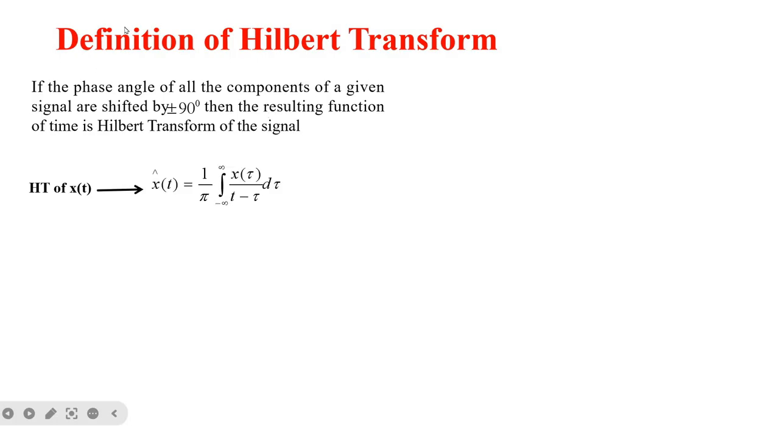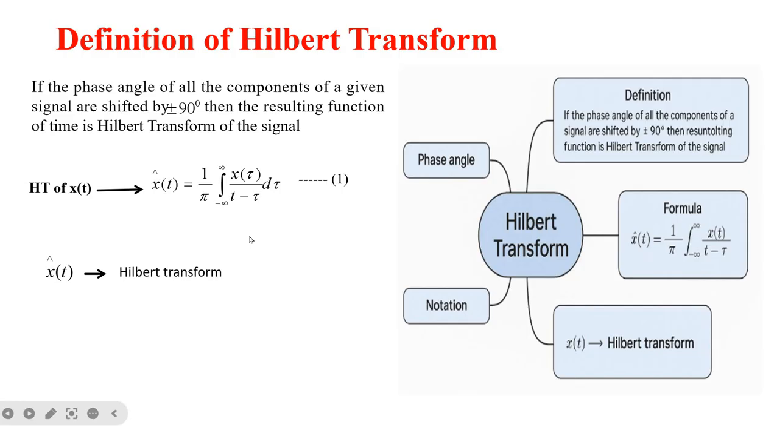And this is the formula for Hilbert transform, that is x cap of t. X cap of t is nothing but the Hilbert transform of x of t. It is given as 1 by pi integration minus infinity to plus infinity x of tau by t minus tau d tau. We'll take this as equation 1. So x cap of t is nothing but the Hilbert transform. This is the pictorial representation of the definition of the Hilbert transform. Then we have the formula, then it is represented by this notation. And it deals with the phase angle of all the components of the signal which are shifted by 90 degrees.